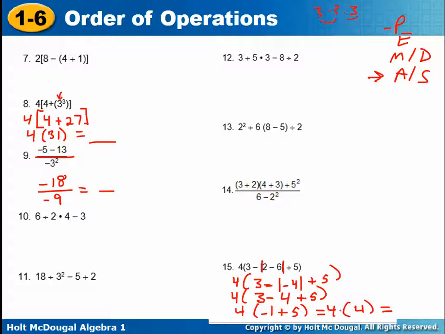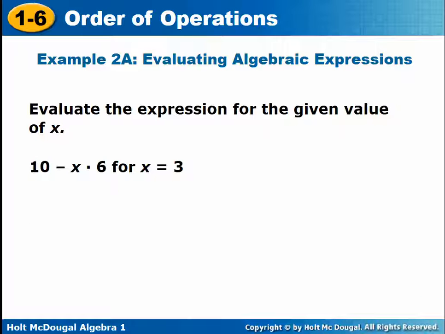So now we can finally do 4 times 4, because the parentheses mean to multiply, and we get 16 for number 15. And that one was a several step problem. So you have to be very careful doing these, because if you mess up on one of your steps of your order of operations, you'll get the wrong answer.